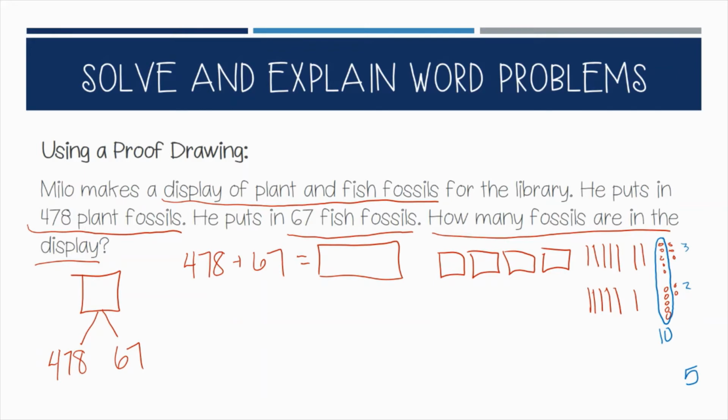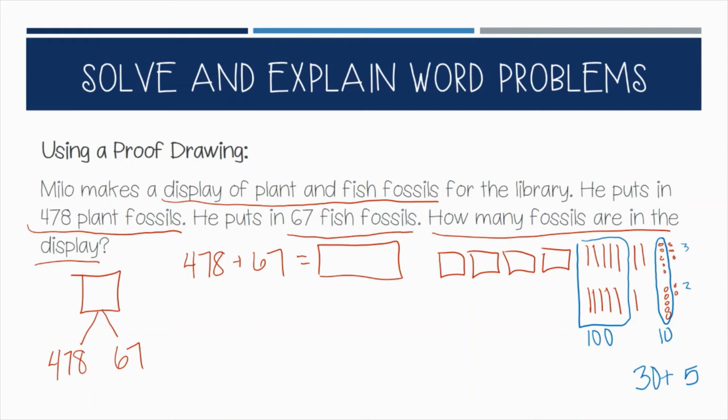Now let me look at my tens. Do I have enough tens to make a new 100? I do, because look, I have 5 tens and 5 tens, and that's equal to 100. So I can actually make a new 100 with those. I have 2 tens and 1 ten left over, so I have 3 tens or 30.